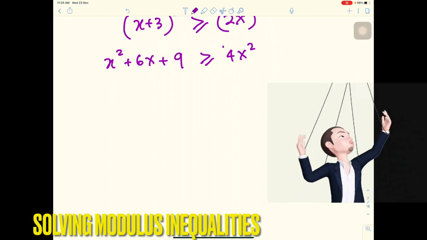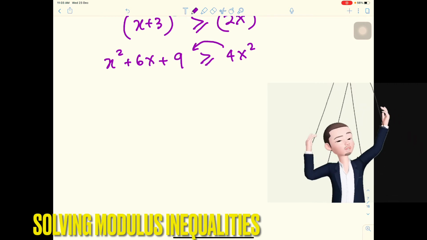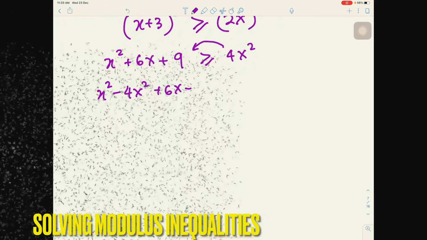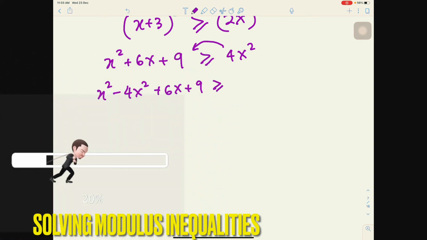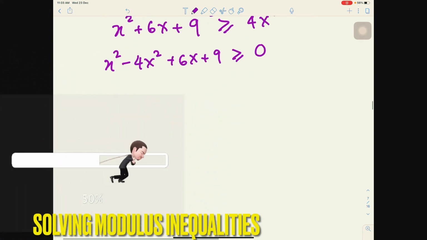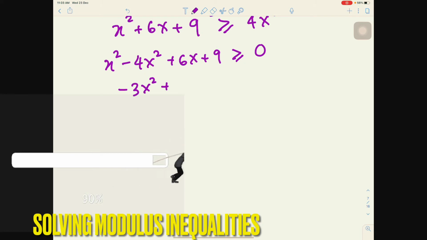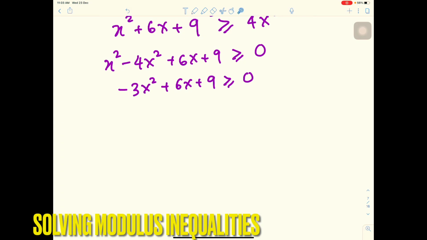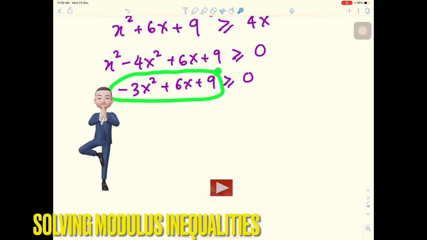Okay, so bring x to the left hand side, so it becomes x squared minus 4x squared plus 6x plus 9 greater than or equal to 0. And then simplify, so negative 3x squared plus 6x plus 9 greater than or equal to 0. Because this is a quadratic, we have to factorize to find the value of x.